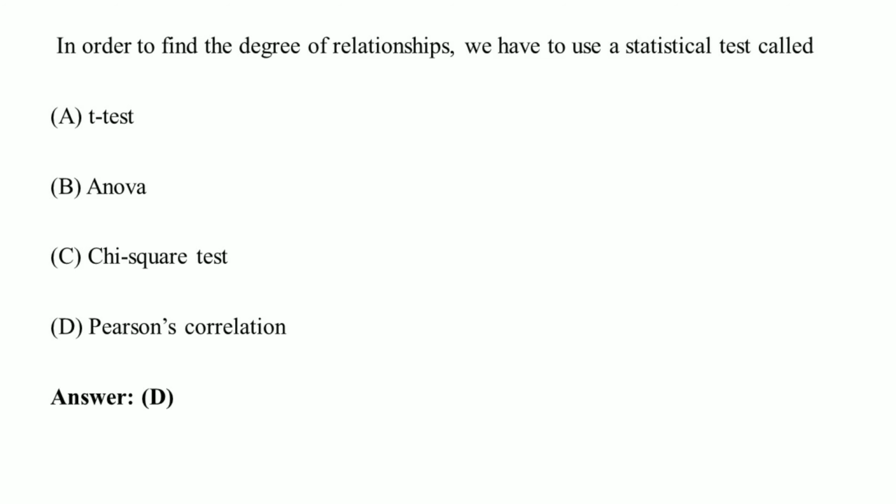Next question, in order to find the degree of relationship, we have to use a statistical test called, options: Option A, t-test, B, ANOVA, C, chi-square test and D, Pearson correlation. So the right answer is option D, Pearson correlation. You can find many such questions on statistical tests, so I will tell you how you can find the answer for these in a very easy way.